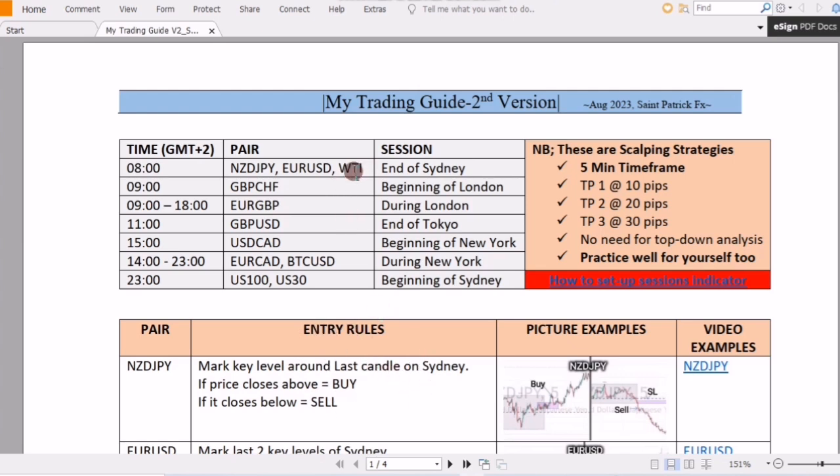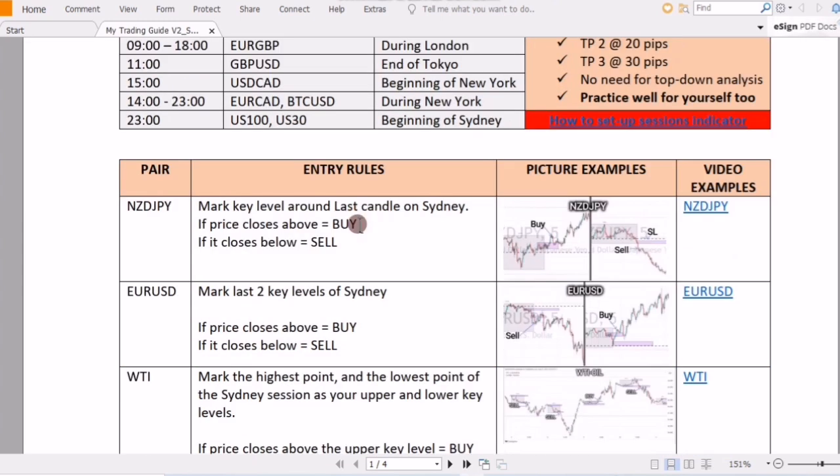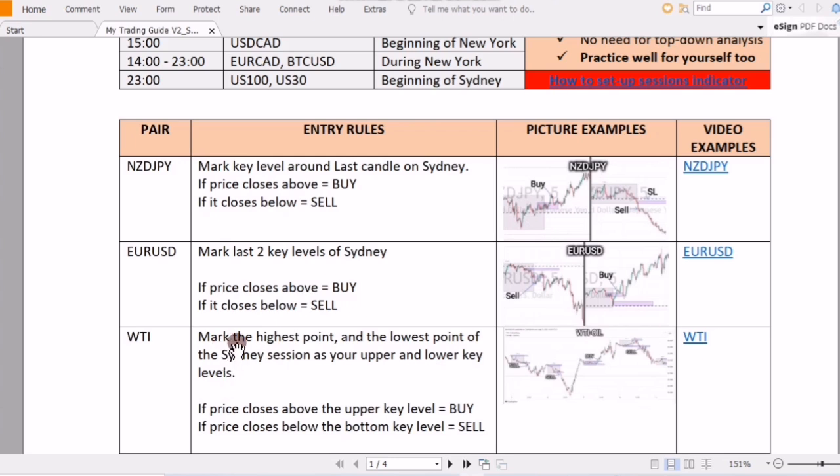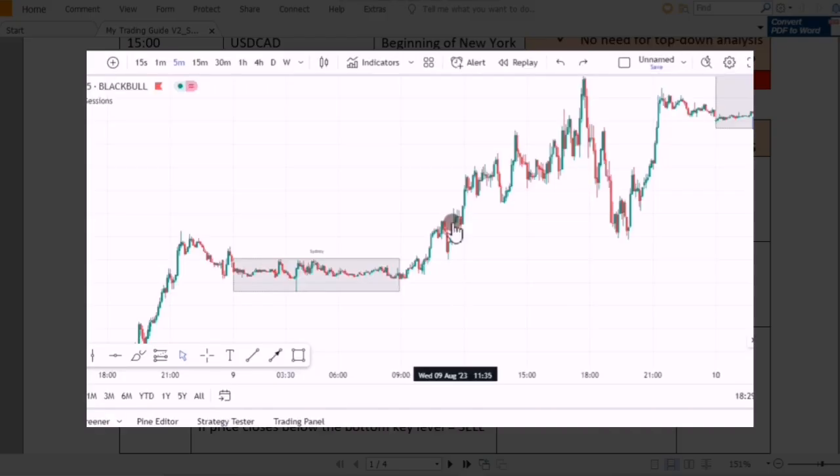For example, if we check the oil that we opened, where is oil? It will give you the entry rules right here. But if you cannot understand what is here, you also have a small picture to guide you. If it's still not clear, you have a short video right here to tell you exactly what you need to do. If I press right here: to find an entry on crude oil or WTI, you just wait for the Sydney session to end.